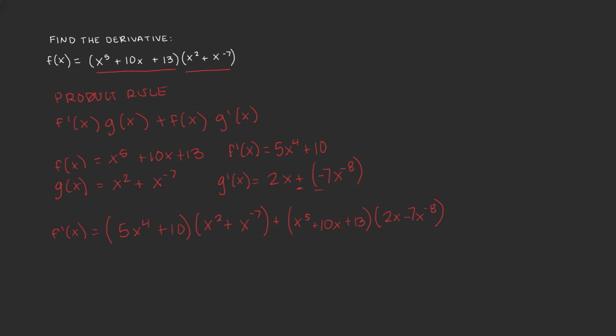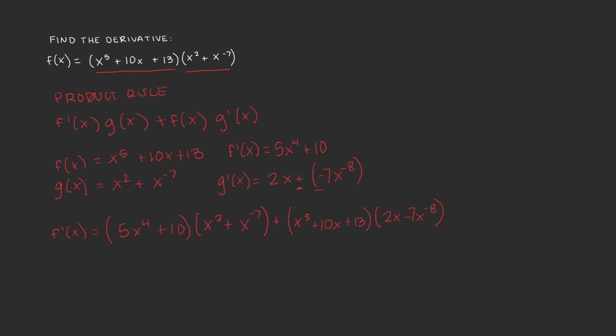So it's basically just about dividing everything into the f of x, the g of x, the f prime of x, the g prime of x, and then plugging it all into the way the product rule is denoted. So this right here would be our final answer for this one.